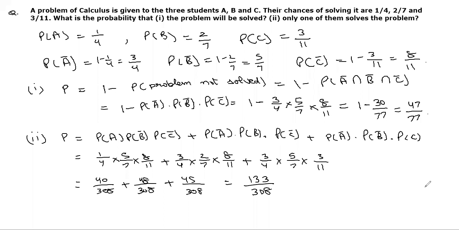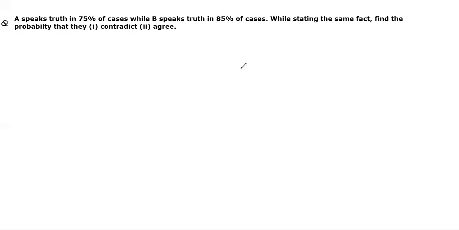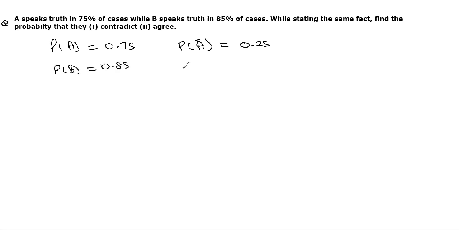Let's discuss one more example. The question is that A speaks truth in 75% of cases. So let the probability of A be 0.75 and probability of not A be 0.25. B speaks truth in 85% of cases. So P of B is 0.85 and P of not B hence is 0.15. While stating the same fact, find the probability that they contradict each other.